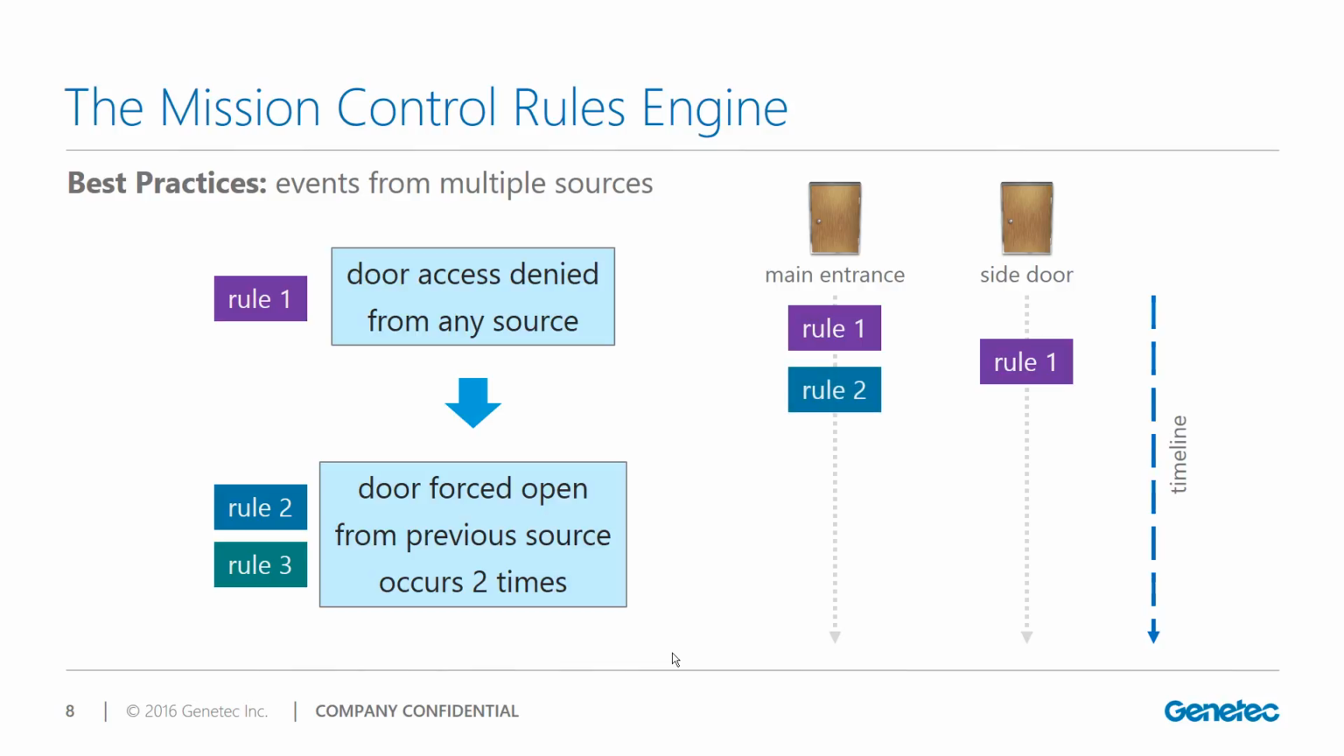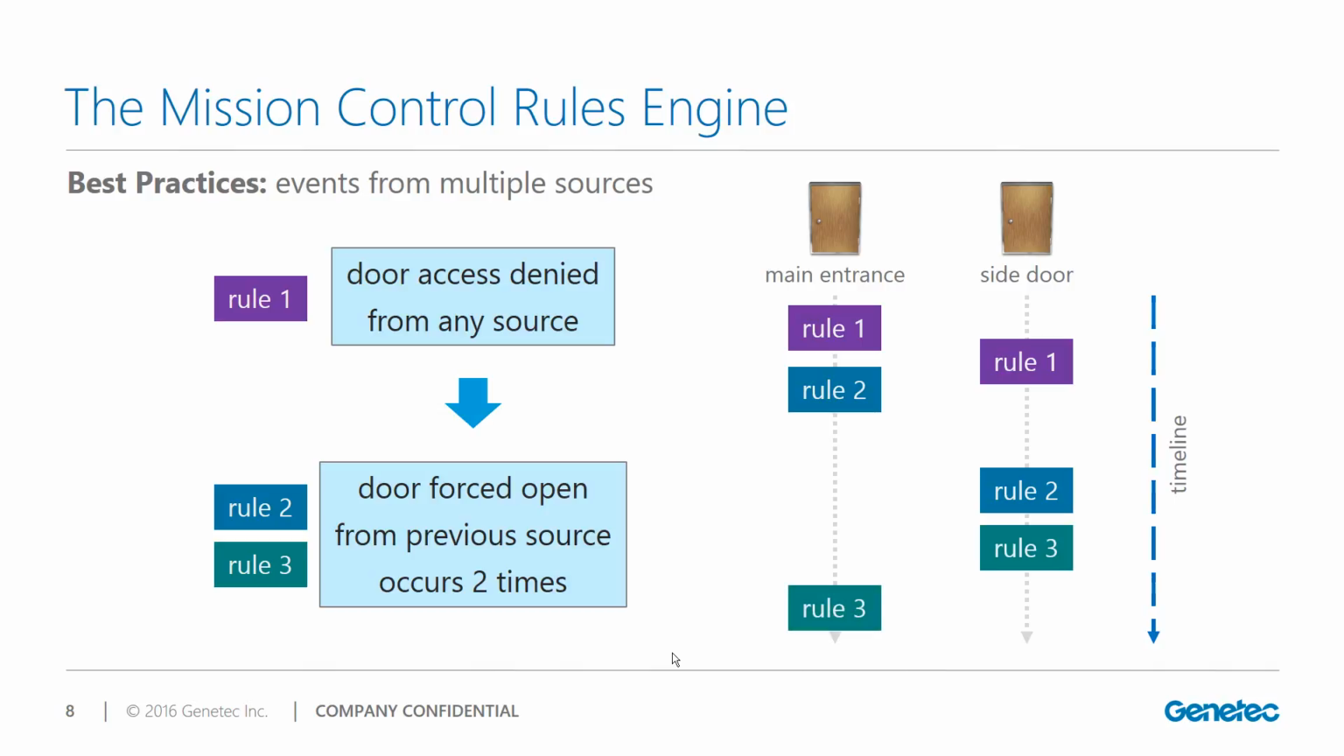Then we get a door forced open on the main entrance, that passes rule number 2. And then we get another door forced open, but this is on the side door. Now, since we do have this set to from previous source, it's not going to count that in our main entrance tree. We get a door forced open again, and this is on our side door, and we can see that this completes the actual process on the side door tree, and that's going to trigger the incident on the side door.